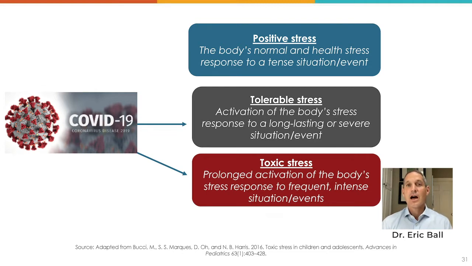Tolerable stress are very difficult situations that activate the body's stress response in response to a long-lasting or a very difficult situation, but they are buffered by supportive relationships or other buffering factors that we'll talk about soon. Toxic stress is prolonged activation of the stress response in the absence of these buffering relationships and responses.